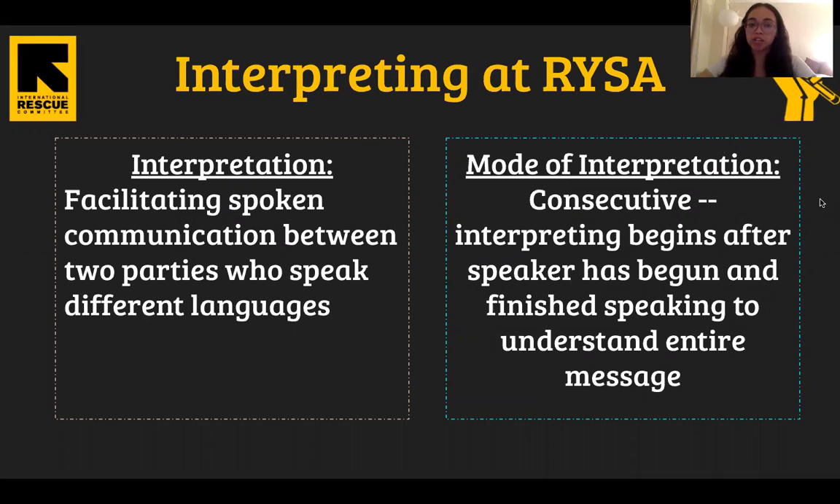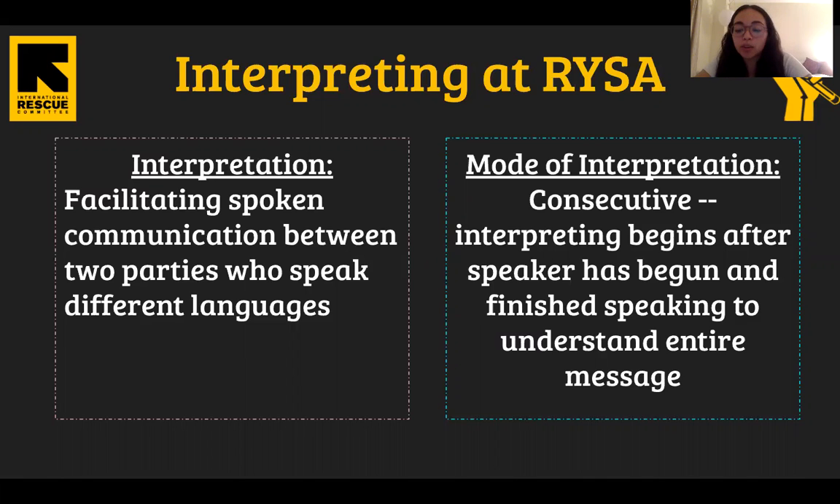So what is interpretation? Interpretation is facilitating spoken communication between two parties who speak different languages, as opposed to translation, which is focused on changing one written document from one language to another. Here at RYSA, we will mostly work on interpreting.